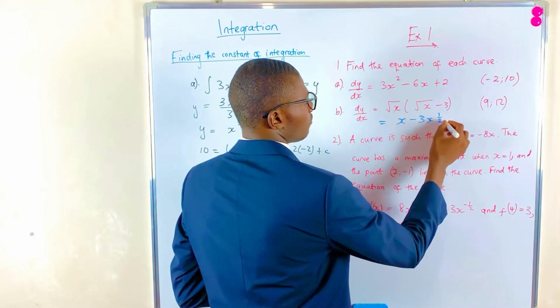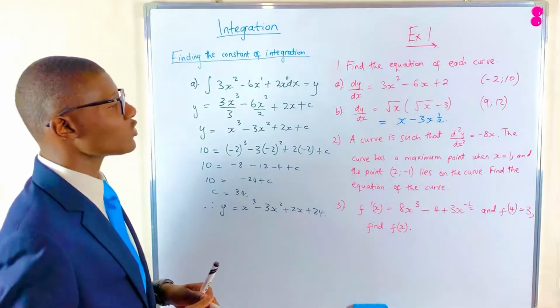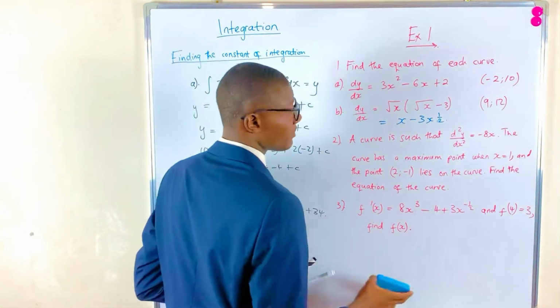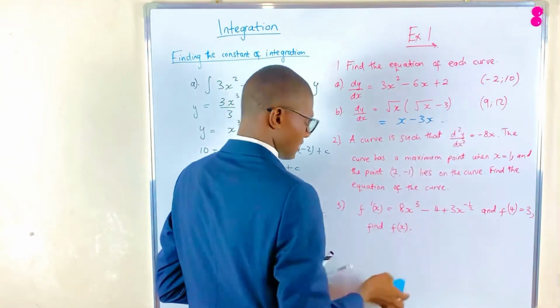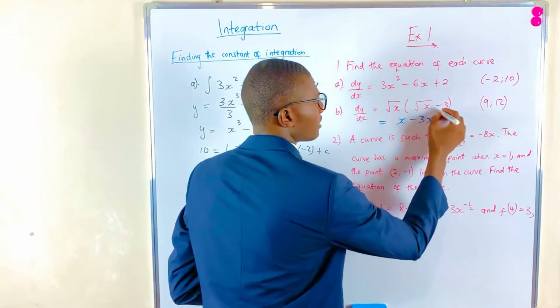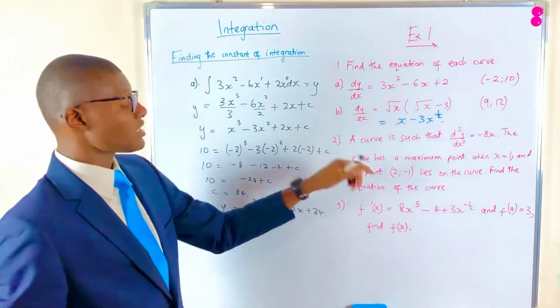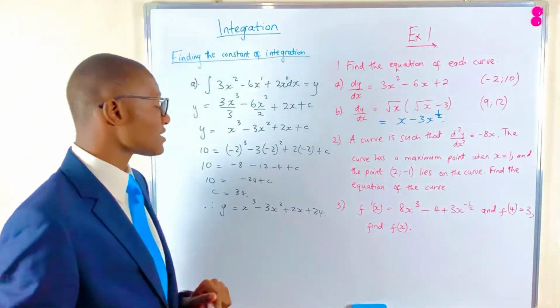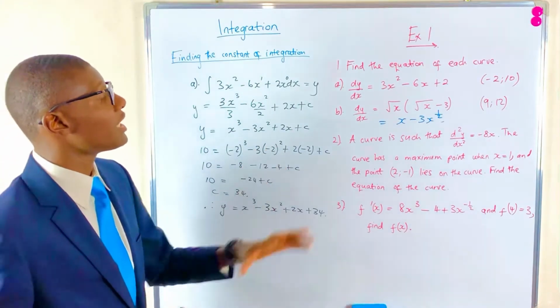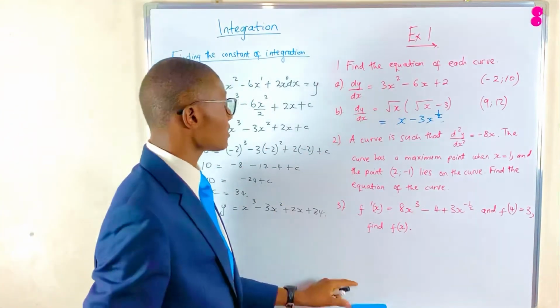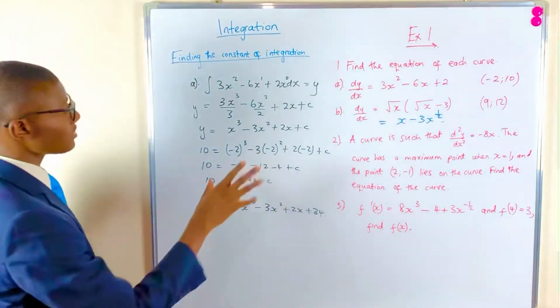So now we shall do the same thing. Let me write this properly so that it is a power. So to the power of half. So for part B, we're just going to do the same thing. The only difference is that now we've got a different gradient function dy by dx. So allow me to erase this part for part A.